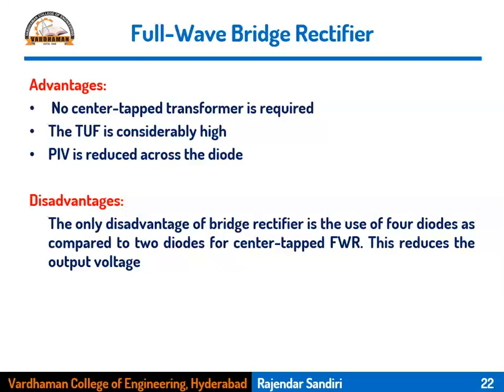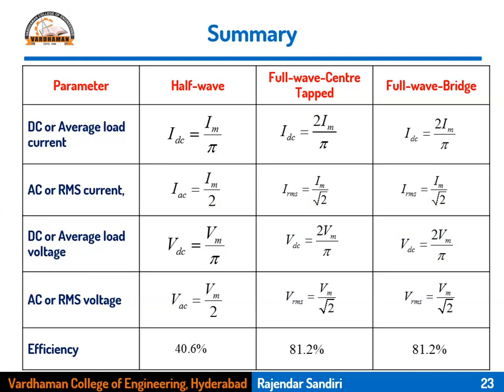So for practical diodes, if you take silicon diodes, it will be Vm minus 1.4, whereas in the previous cases it is Vm minus 0.7. Okay, so that is the case. Next, with this I think all full wave rectifiers are over. Then we'll see the summary of all the parameters, 11 parameters, comparing all the 3 types of rectifiers.